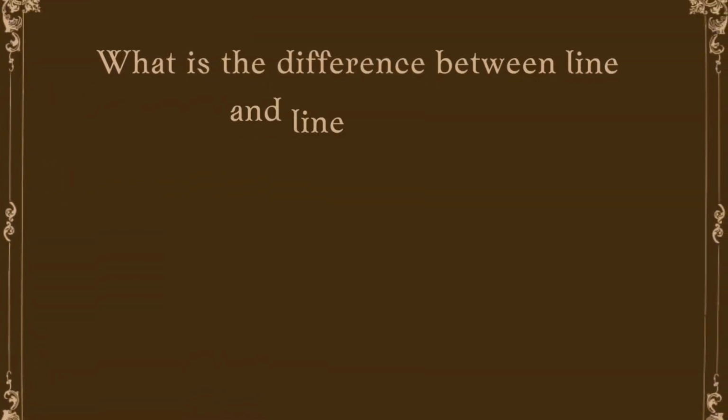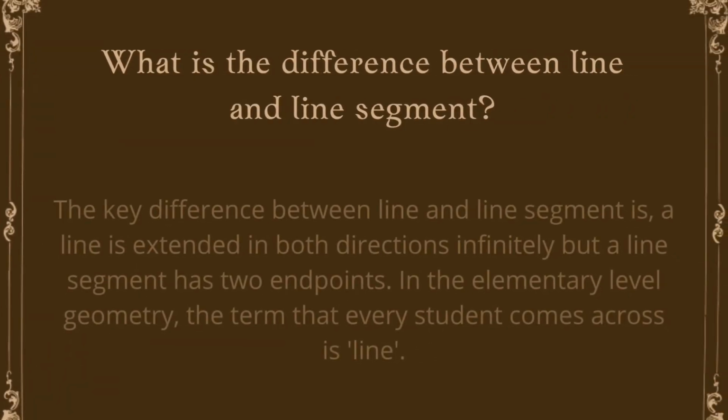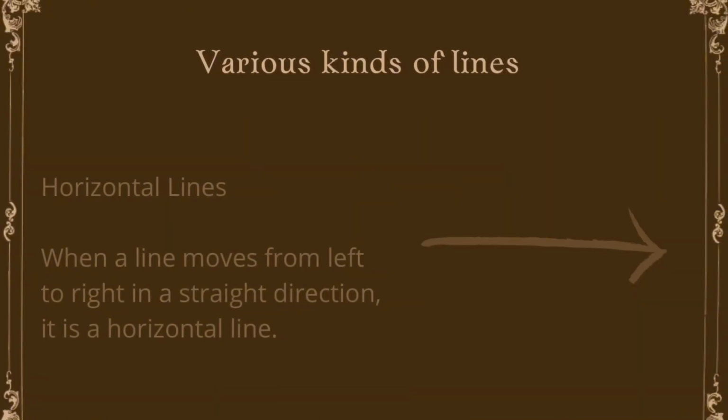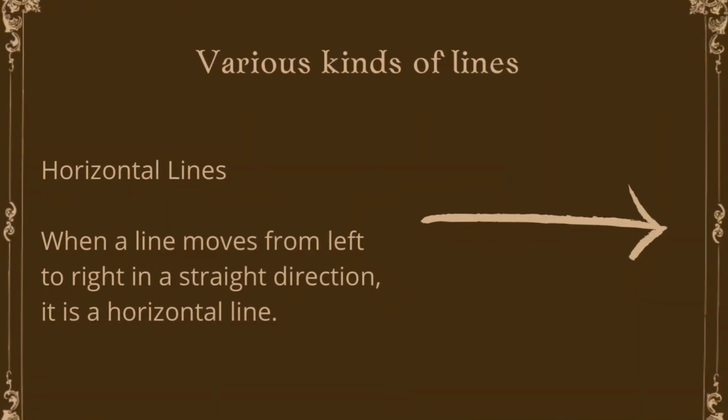What is the difference between a line and a line segment? The key difference is that a line extends in both directions infinitely, but a line segment has two endpoints. At the elementary level of geometry, the term that every student comes across is line. Various kinds of lines. The first is horizontal lines.